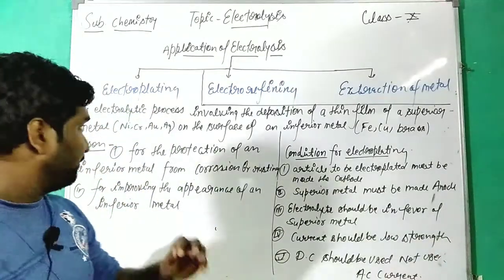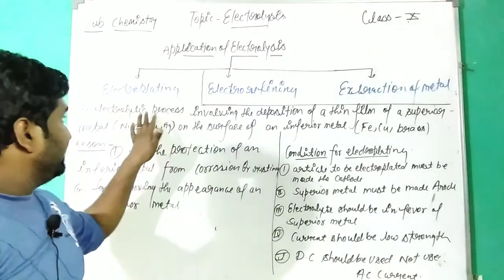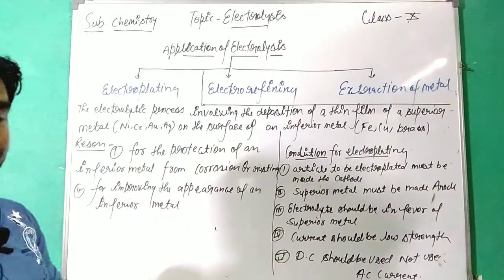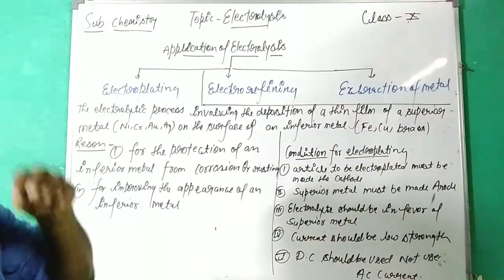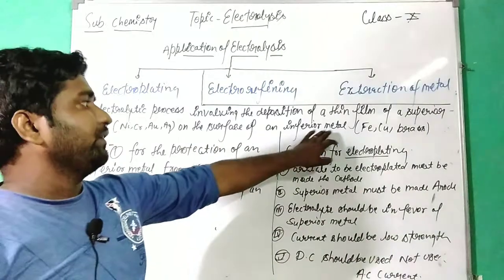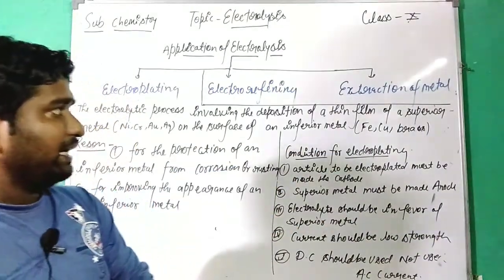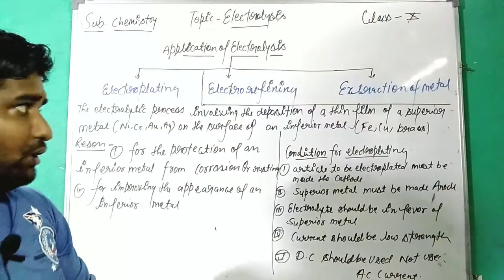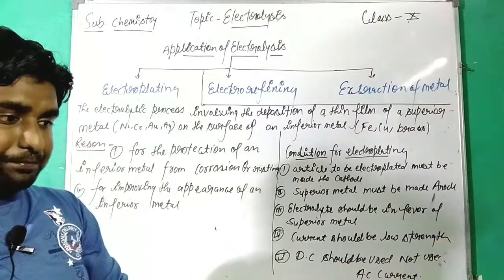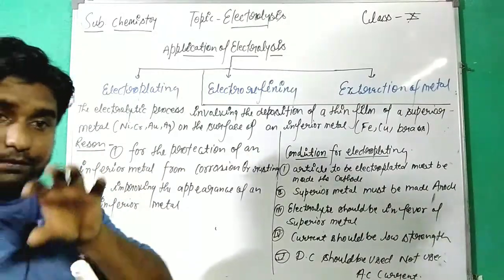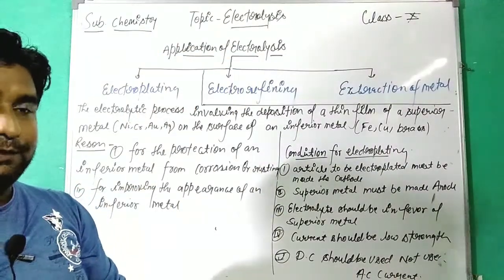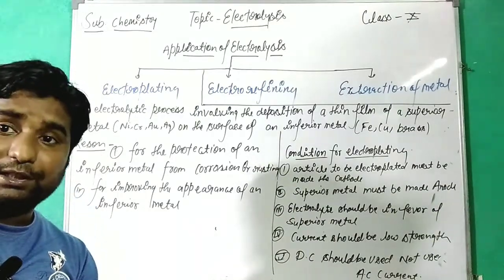What is the actual definition of electroplating? It is an electrolytic process involving the deposition of a thin film of a superior metal. Superior metal means a metal which can be electroplated on another metal, on the surface of inferior metals like iron, copper, brass, etc. Suppose we take an iron rod and want to coat it with a thin film of another metal. That other metal will be superior, according to the electrochemical series.